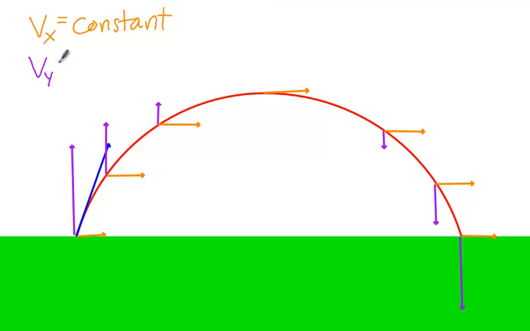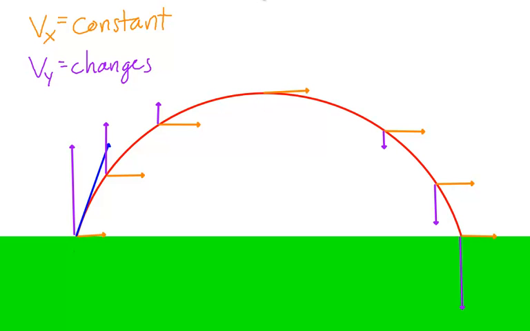Vy changes due to gravity. It slows it as it rises. So notice our purple vectors here. They're going from larger to smaller to smaller. At the peak, I didn't even draw one. Why did I not draw a vector in the y direction at the peak?